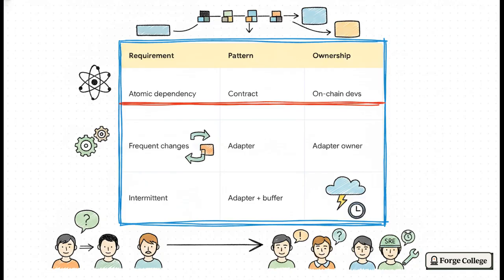And for intermittent provider availability, you'd use an adapter with buffering, and you'd assign both the adapter owner and the site reliability engineering team to watch it. By defining this stuff up front, we completely eliminate that classic toxic developer finger pointing when integrations fail. Everyone knows exactly whose pager is supposed to go off.